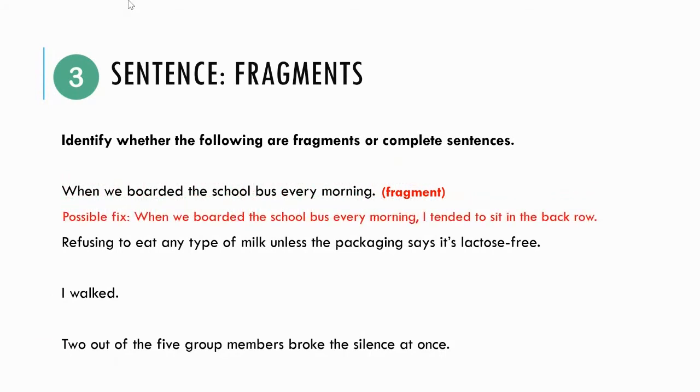The first example is a fragment. The fragment seems to be a dependent clause missing an independent clause. One possible fix could be, "When we boarded the school bus every morning, I tended to sit in the back row." Notice how this sentence fragment was fixed by building an independent clause to combine with.